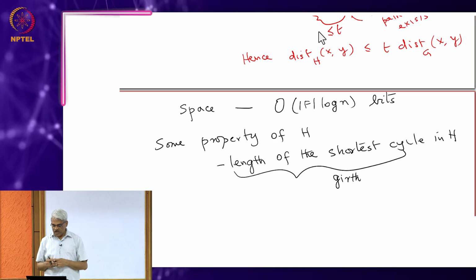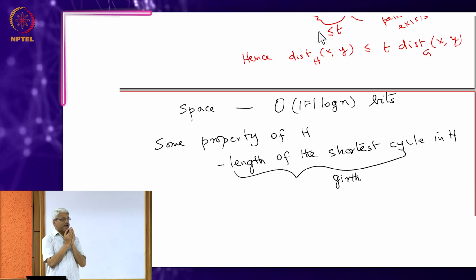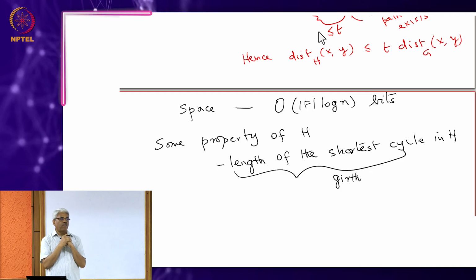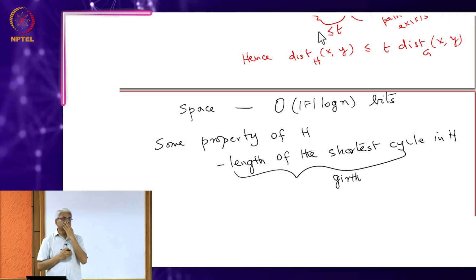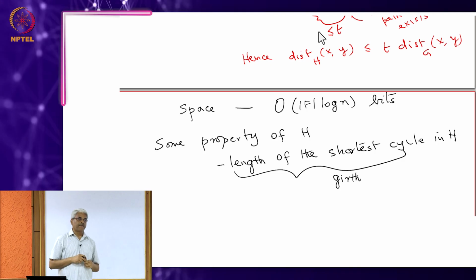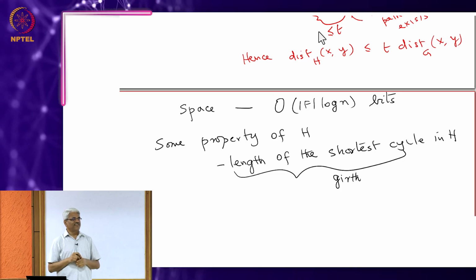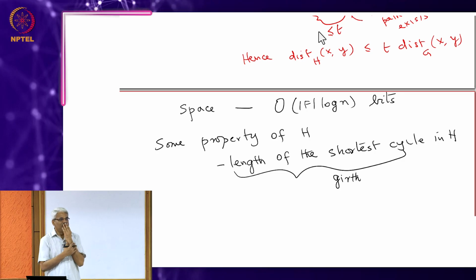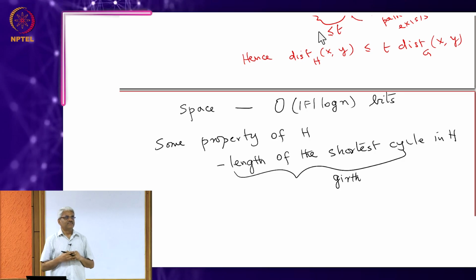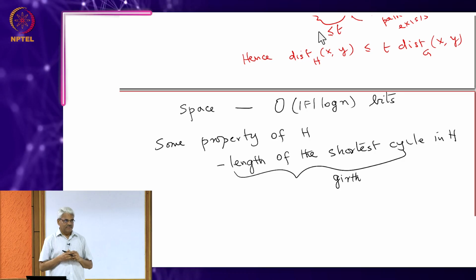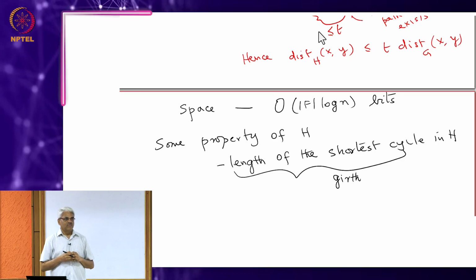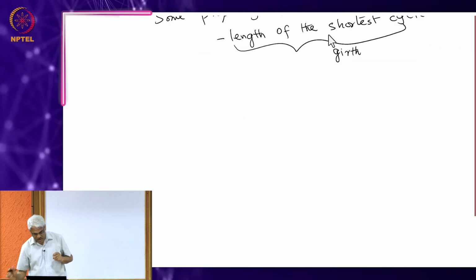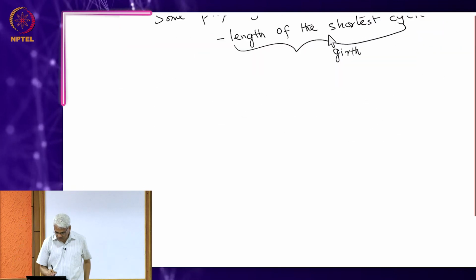What is the property of H? Can H have a cycle of length at most t? Why not? Because of the way I asked, the answer must be no, right? Between two vertices, if there is a smallest path, we take that, not the other. Exactly. So it is not possible to have a cycle of length at most t, or even t plus 1.